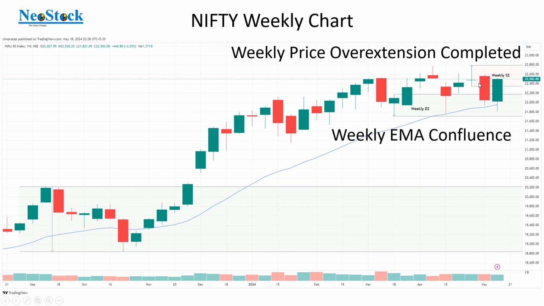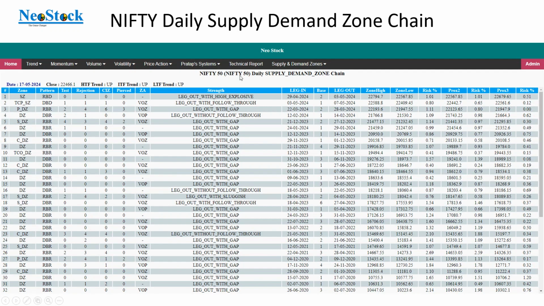See, last week prices entered into this zone, and after that prices again started moving up. Entire week we have seen some rally in the market. And now we move on to the daily zone. These are all the daily zones.